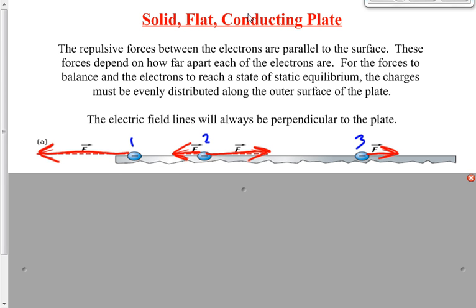Good. 2 is much further away from 3 than it is from 1. Remember Coulomb's law, F is equal to k Q1 Q2 over R squared. As R gets bigger, F gets smaller. So of course we should predict that force to be a smaller value.